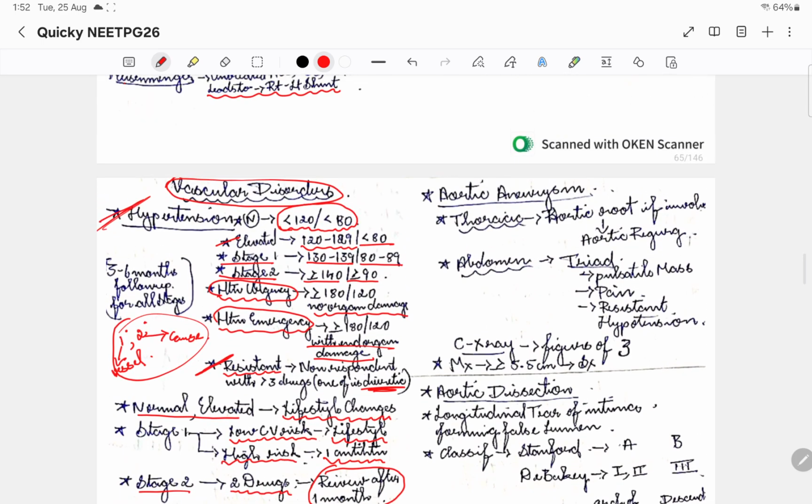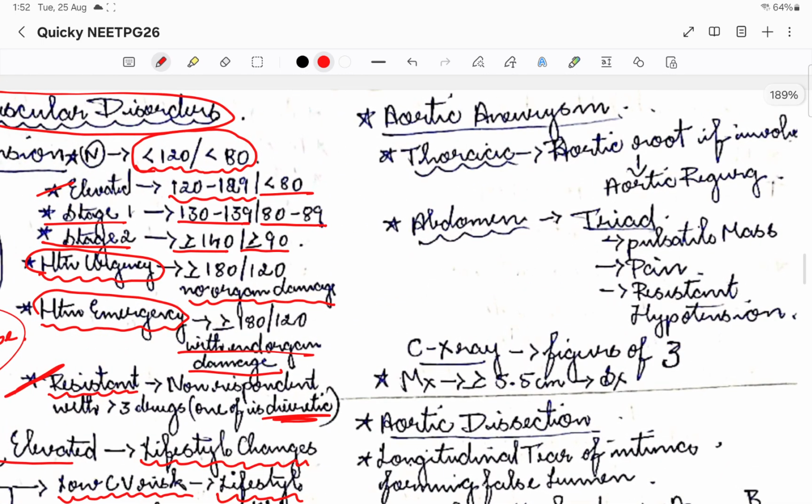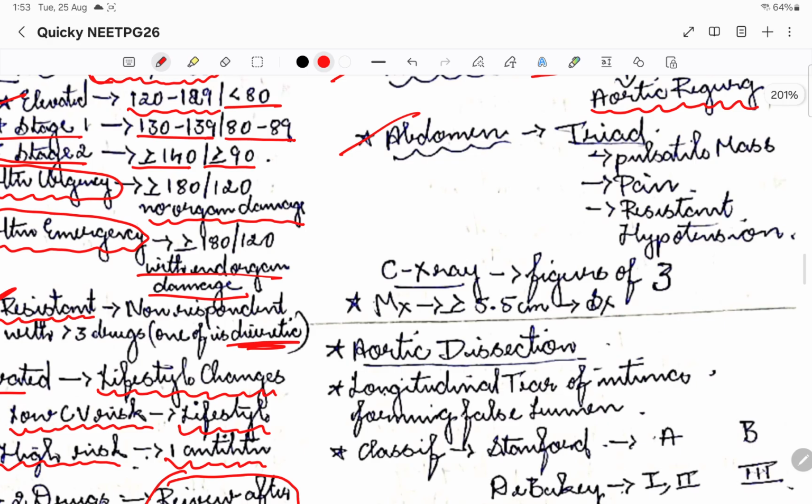Then coming to other vascular disorders, that is aortic aneurysm. We had discussed this, right, in general surgery. Thoracic aortic aneurysm, abdominal aortic aneurysm. Mainly in thoracic it is going to be the root of aorta that is involved, and it might cause aortic regurgitation. Then coming to abdominal, the clinical features will be a pulsatile mass, pain, and resistant hypotension. So this is how the patient might present.